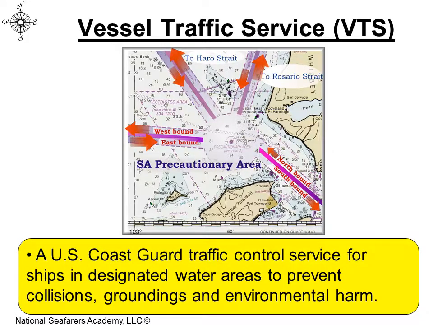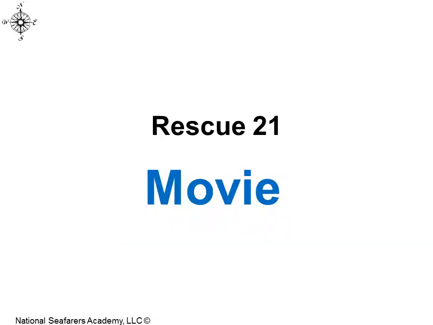Vessel traffic service. This is where the Coast Guard has put in some traffic control methods. What they're trying to do in those congested waters is prevent collisions, groundings, and environmental harm. This comes right out of the rules of the road, but it's a term we need to know as we go through our rules for the Marine Radio Operator Permit.